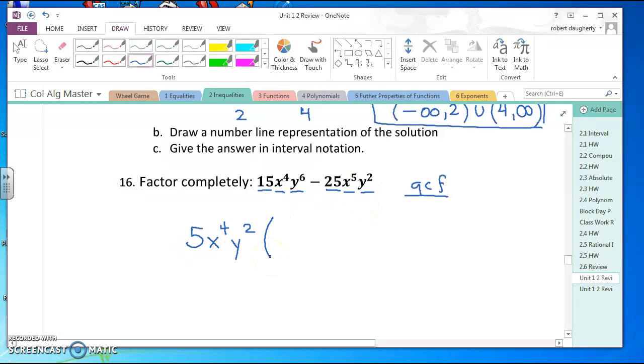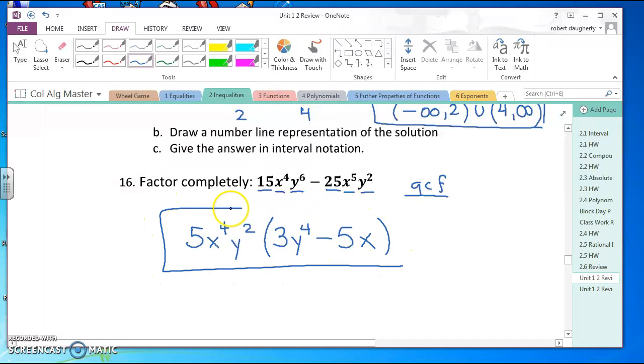Now I'm going to backtrack. 5 times what equals 15? That's a 3. x to the 4th times what equals x to the 4th? That's 1. y squared times y to the 4th equals y to the 6th. Minus 5 times what equals 25? That's a 5. x to the 4th times x equals x to the 5th. y squared times 1 equals y squared.